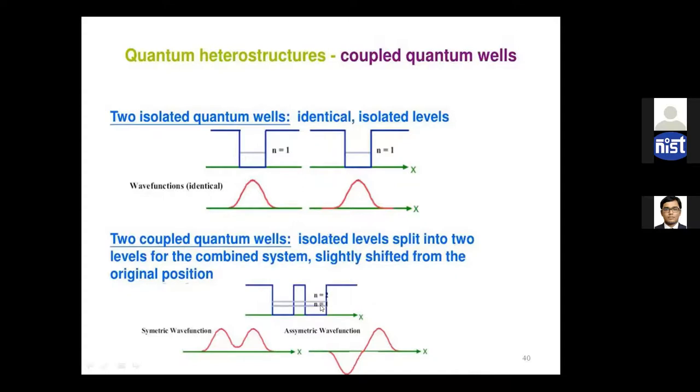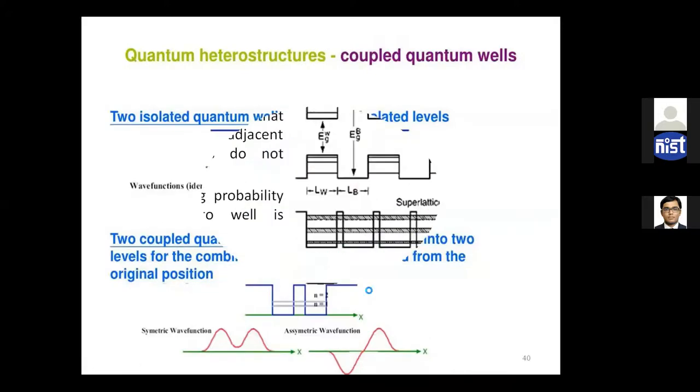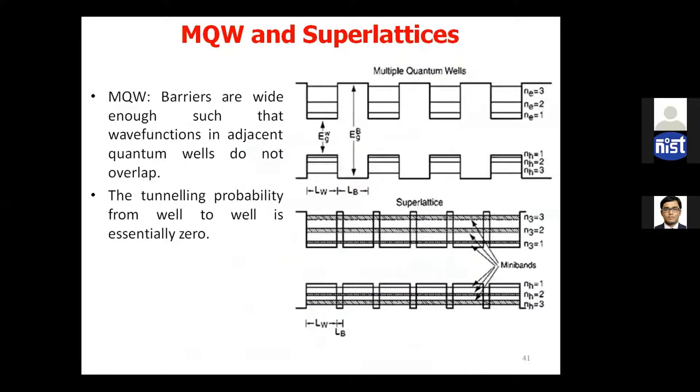And by using this coupled quantum well structure, you can also get a negative resistance through the property of resonance. I will explain about this in one of our papers in the last class. We can also tune this. Now we can also design MQW and superlattices by using this quantum well.